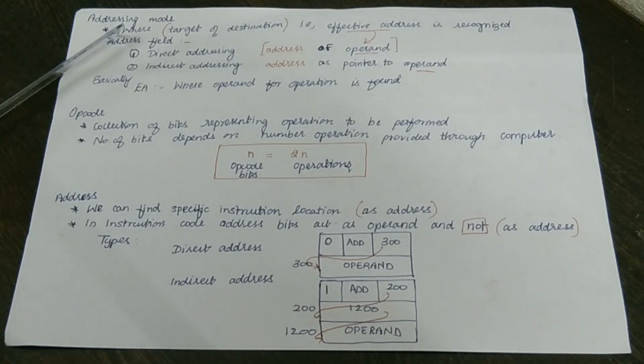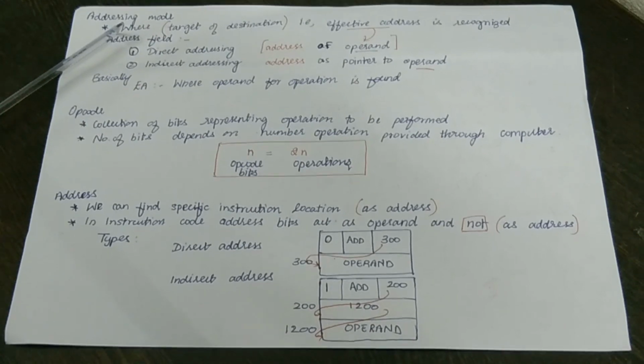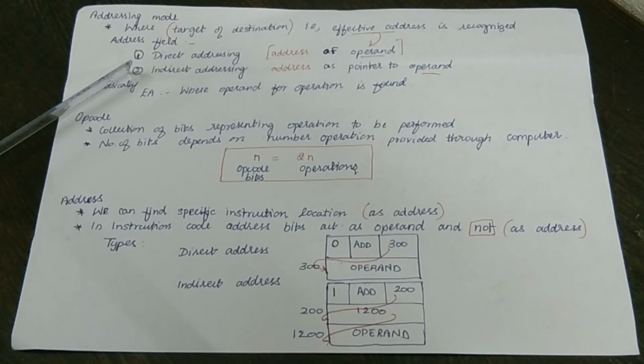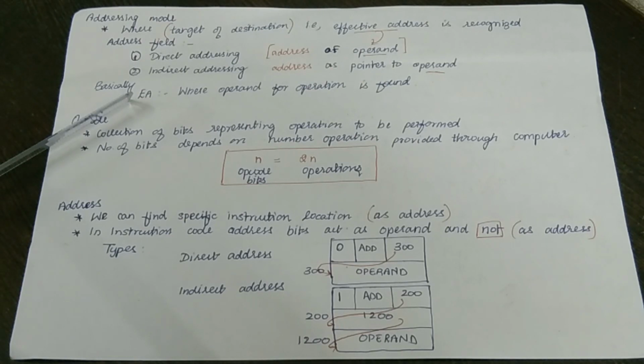The place where we can find the operand is known as the target or destination, that is the effective address. There are 2 types of addressing mode: direct and indirect. Direct addressing mode is where we find the address of the operand directly. Indirect addressing mode is where we find the address of another address where we find the operand. This way, the address which has been found first is the pointer to the address where the operand is to be found. Effective address is where we find the operand for which the operation is to be performed. This is also the final destination.